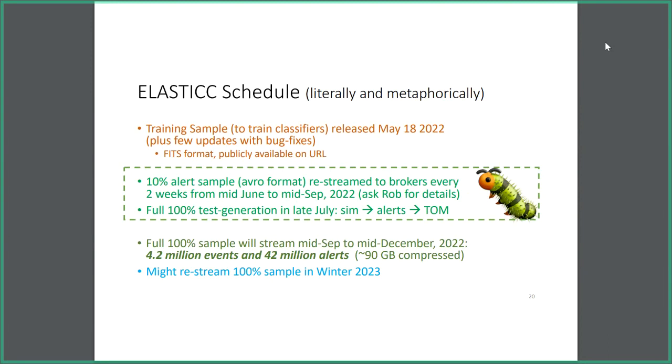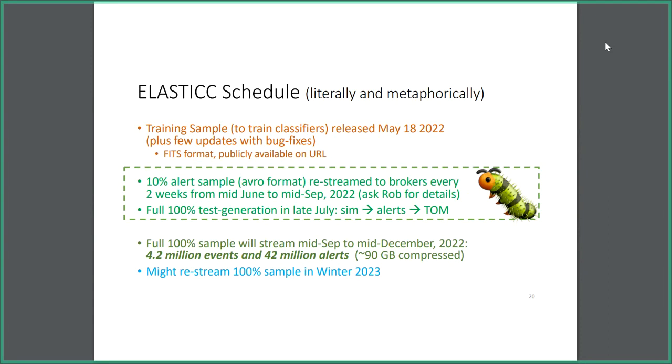So the training sample, which is really only to train classifiers, was released back in May. And there's been a few updates with bug fixes, so thank you everyone who noticed and reported those bugs. It's FITS format, it's publicly available, but it's there just to train classifiers. It's not to grease the wheels of the brokers. For the brokers, we have a 10% alert sample.